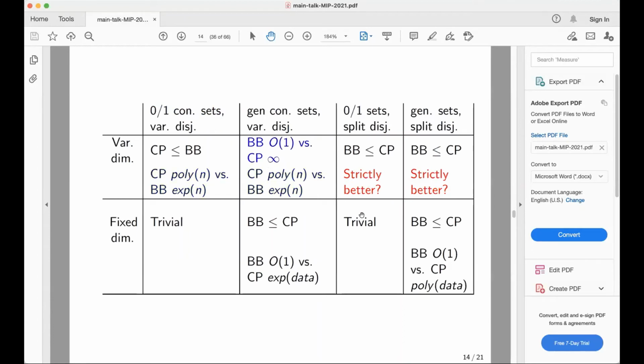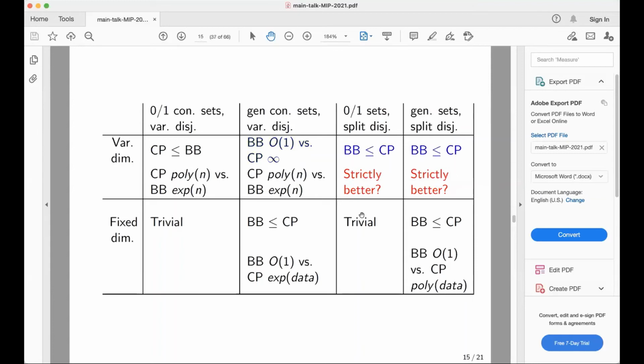Okay. When we move over to the general convex setting, away from 0-1 problems, this advantage of cutting planes disappears. There are now examples where branch and bound finishes in constant time, whereas any cutting plane algorithm based on variable disjunctions will take an infinite amount of time to converge to the value. If you are happy with epsilon approximations, then it converges in time polynomial in log 1 over epsilon. But nevertheless, it's constant versus polynomial or constant versus infinity, depending on what perspective you take.